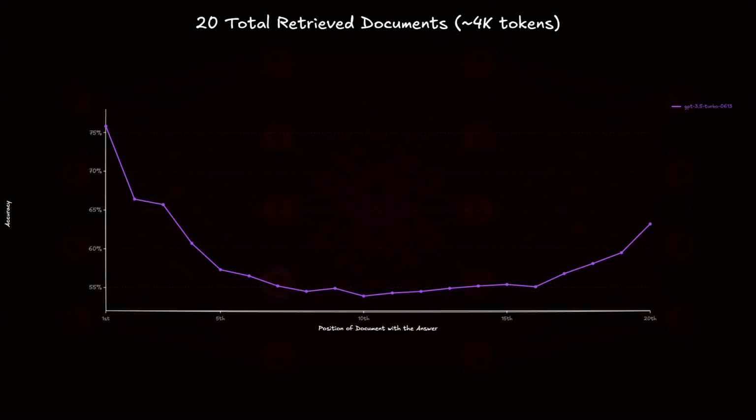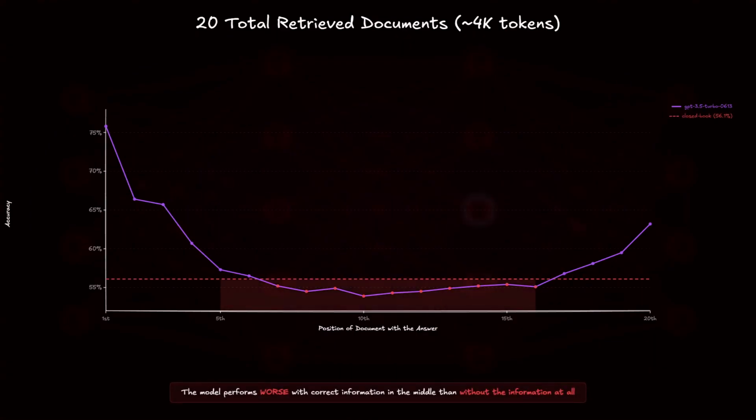The accuracy of the model's ability to just retrieve the answer which it has in its context decreases the more in the middle of the context window that the relevant position is. If the important information is in the middle of your prompt, sometimes it will literally perform worse than if you didn't give the model the information at all. Think about how crazy that is.